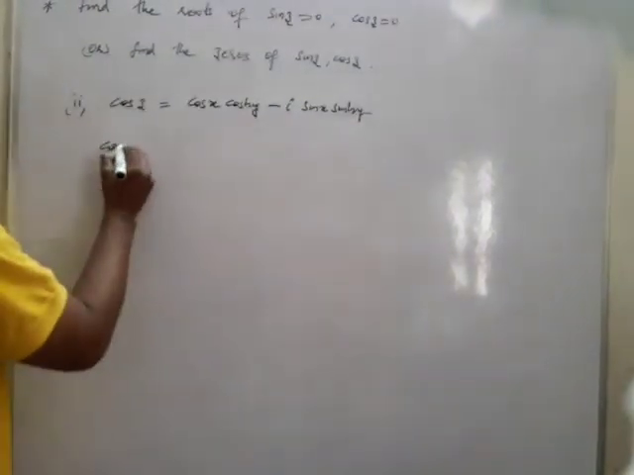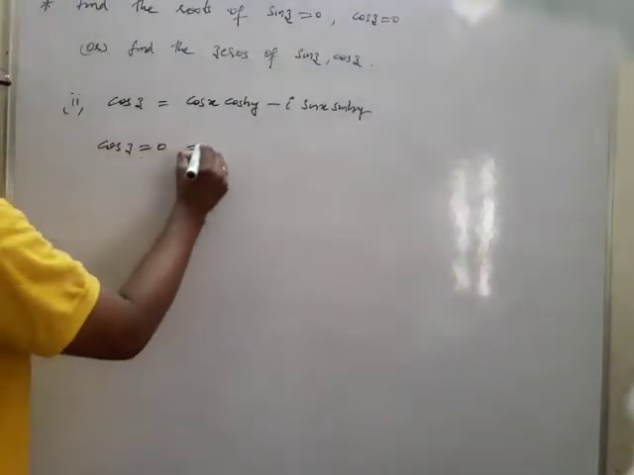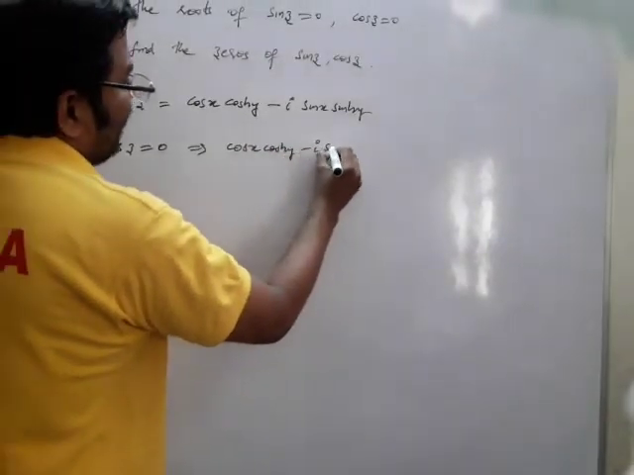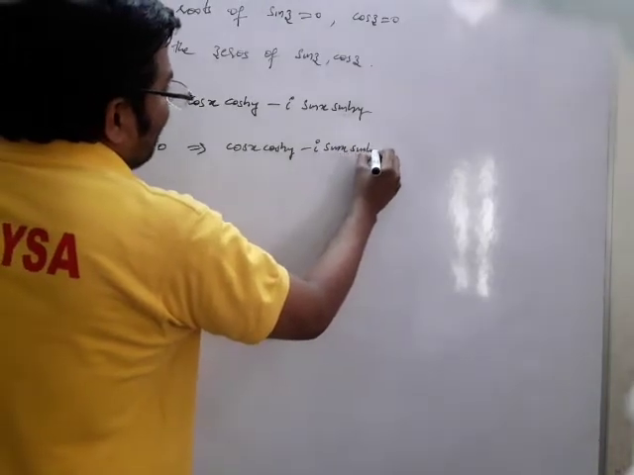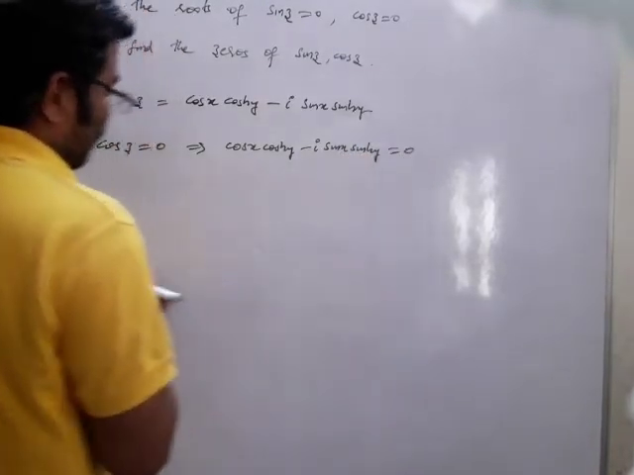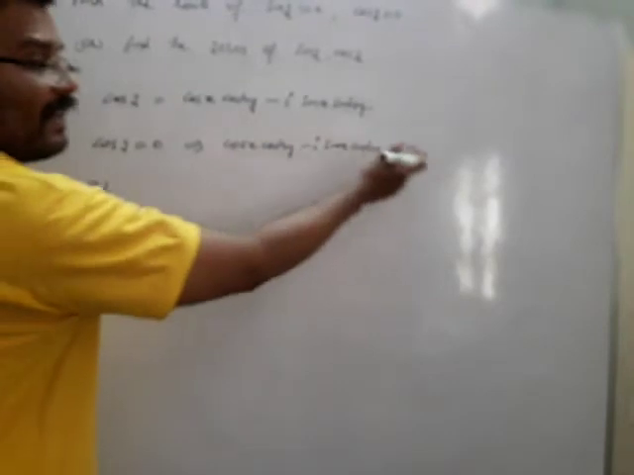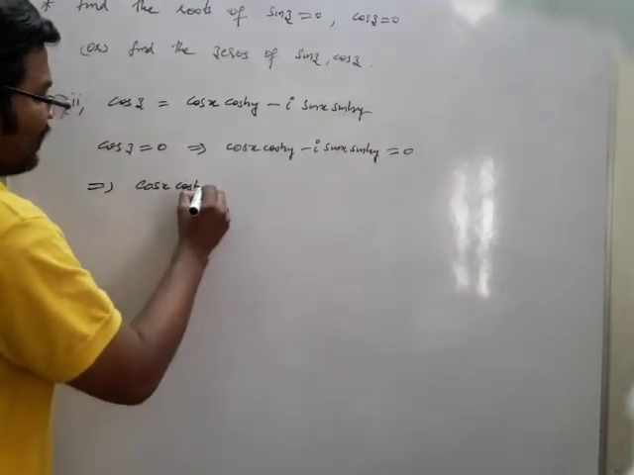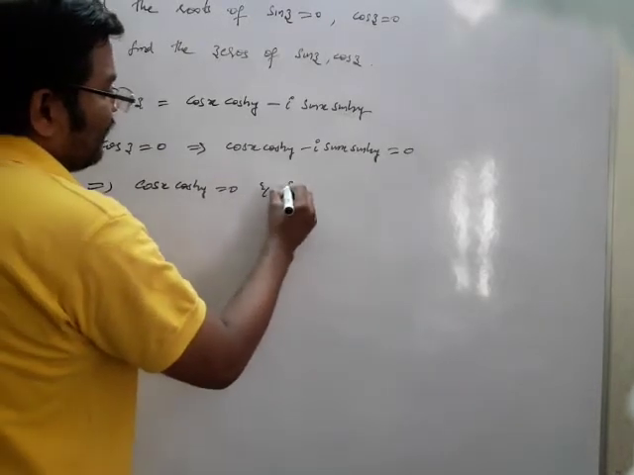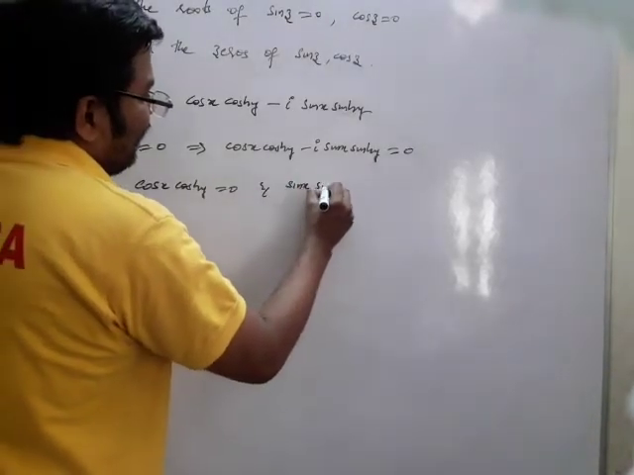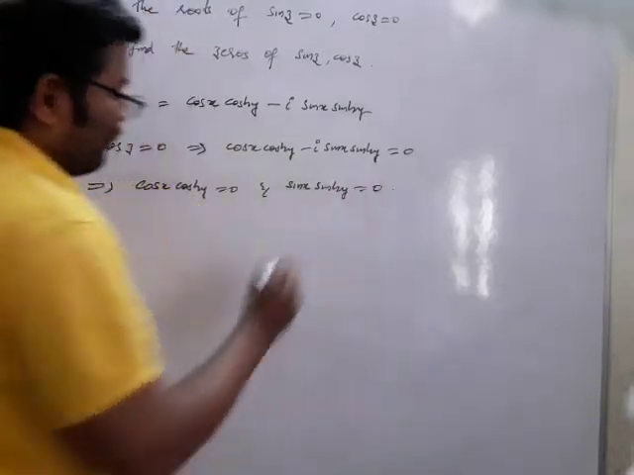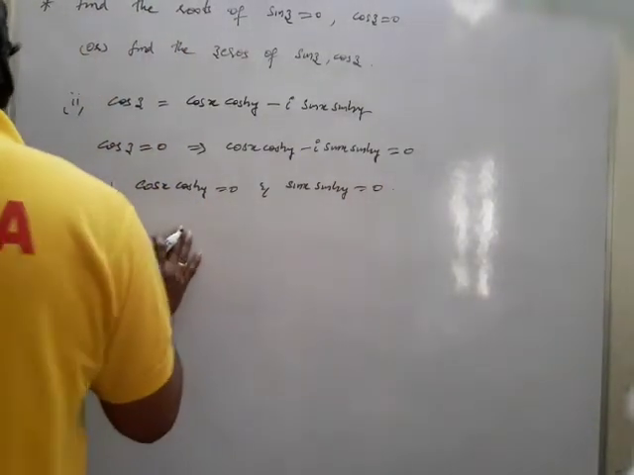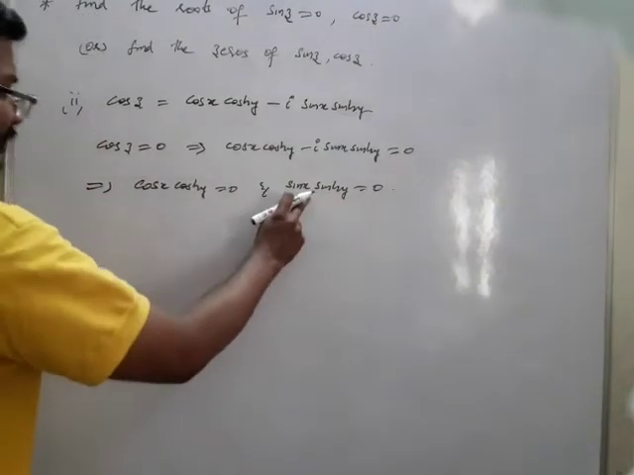Since cos z is equal to 0, that implies cos x cosh y minus i sin x sinh y equals 0. So equating real and imaginary parts, cos x cosh y equals 0 and sin x sinh y equals 0. Both the values are equal to 0. So first I will take this one first.